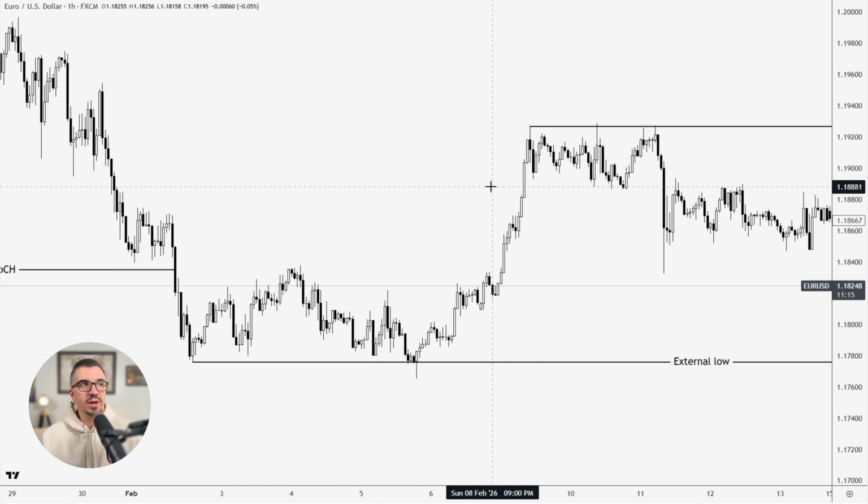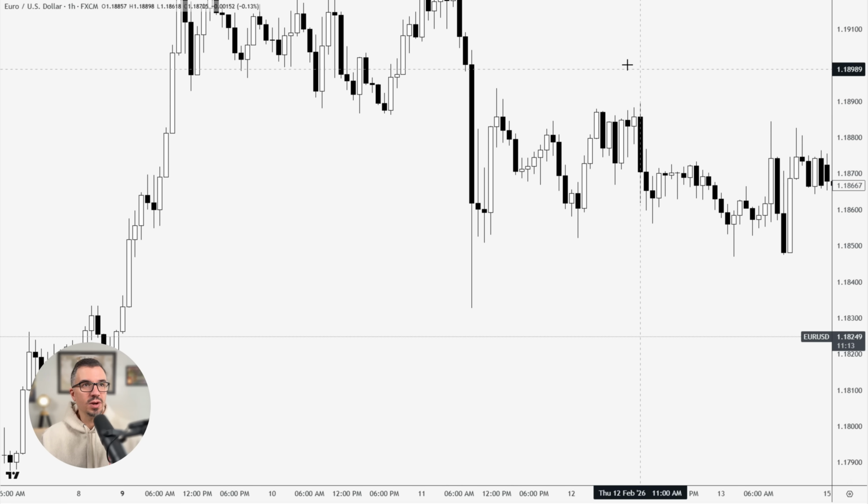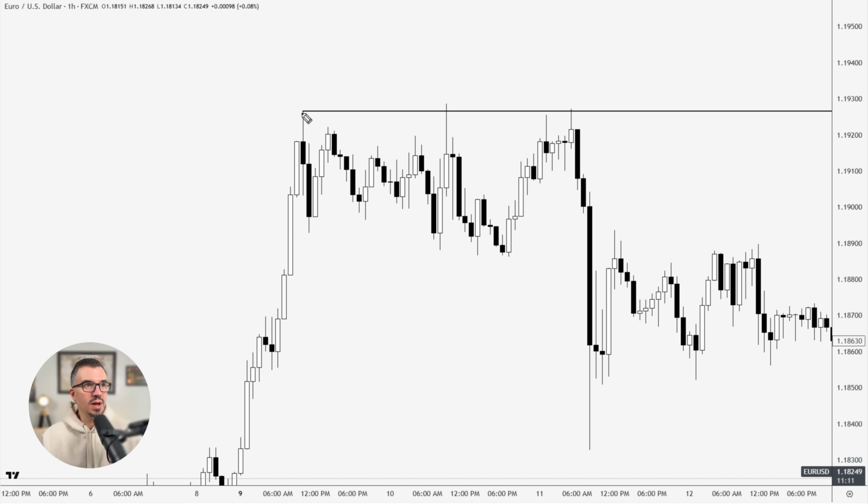Now, another factor here too is that the highs up here, notice how we never actually closed above this high. So we wicked above it here, we tested it again here, we never got acceptance above this, which meant this was never an external low. If we had, then this would have been a change of character and we could have been looking for shorts here.